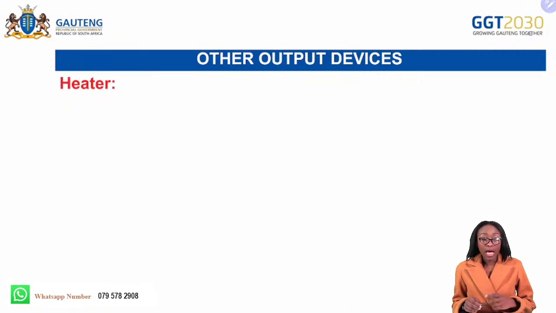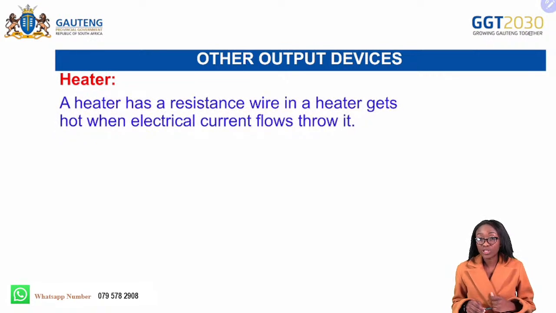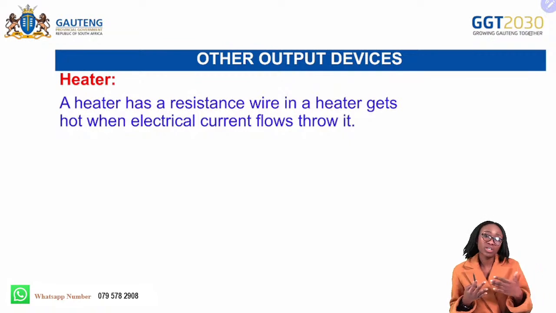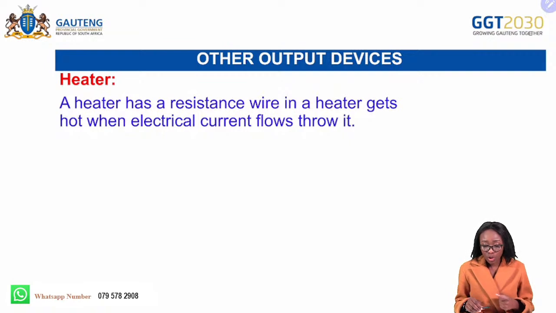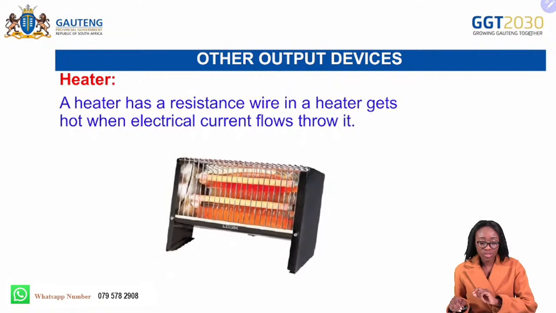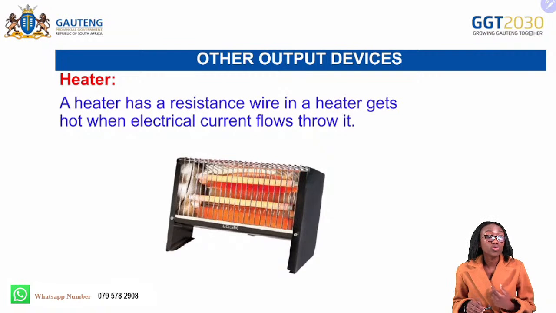And then, a heater is another example of an output device that uses electricity. A heater has a resistance wire in it. Because of that resistance, because so many electric charges are coming through and facing resistance, some of the energy is lost as heat. So in a heater, it gets hot when the electric current flows through it. So you see that's why those bars are red. And when you sit in front of the heater, you get warm.